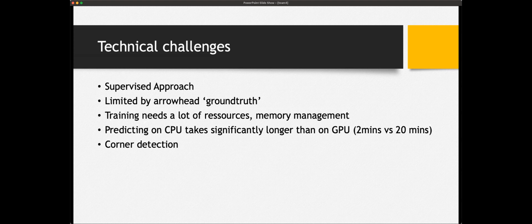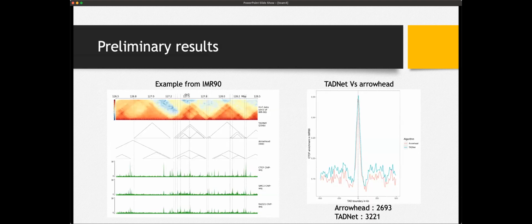You trained your algorithm with the Arrowhead ground truth, and then you say that it's close. The algorithm gives a close result to Arrowhead, but isn't it obvious? Yes, it is obvious that we replicate Arrowhead, but we are still looking here at validation data sets, so data that our network hasn't seen before in training.